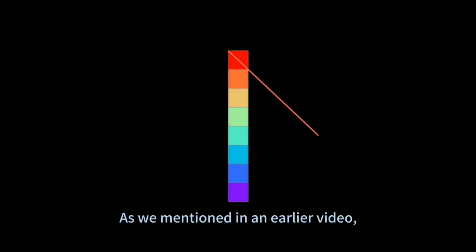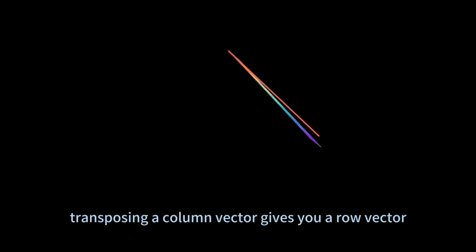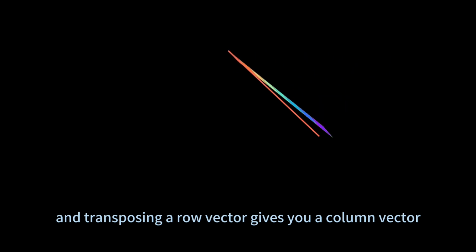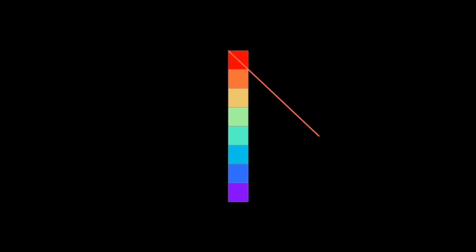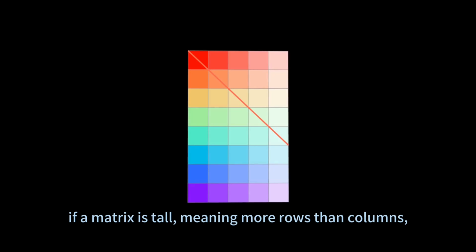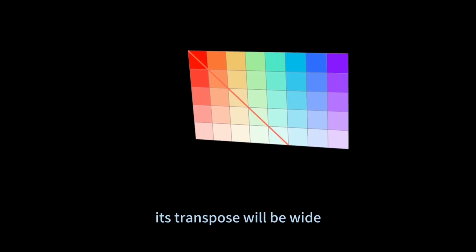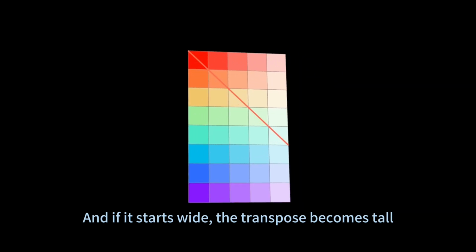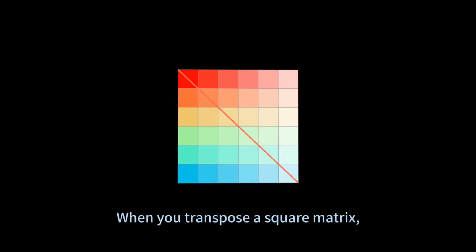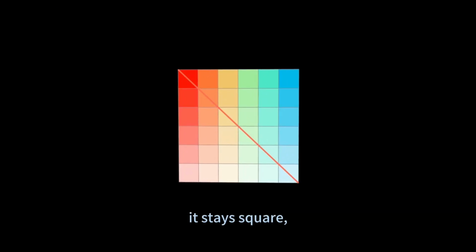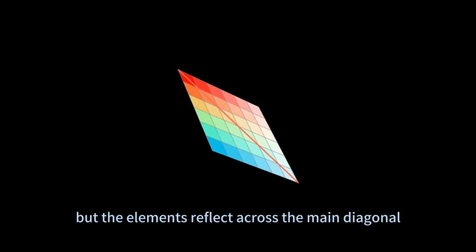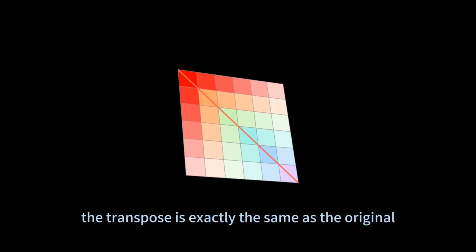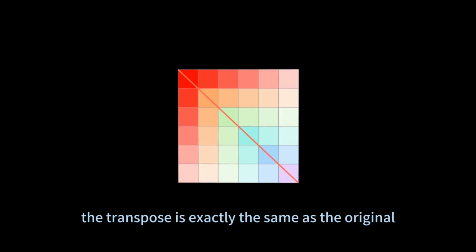As we mentioned in an earlier video, transposing a column vector gives you a row vector, and transposing a row vector gives you a column vector. If a matrix is tall, meaning more rows than columns, its transpose will be wide, and if it starts wide, the transpose becomes tall. When you transpose a square matrix, it stays square, but the elements reflect across the main diagonal. And for symmetric matrices, the transpose is exactly the same as the original.